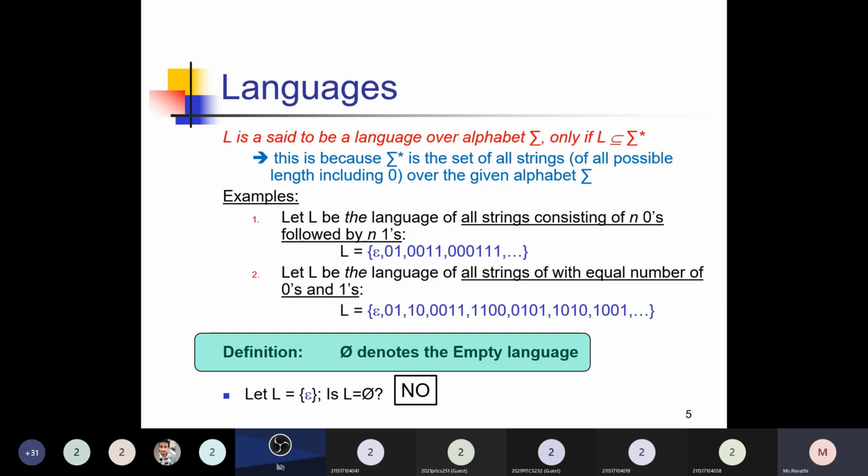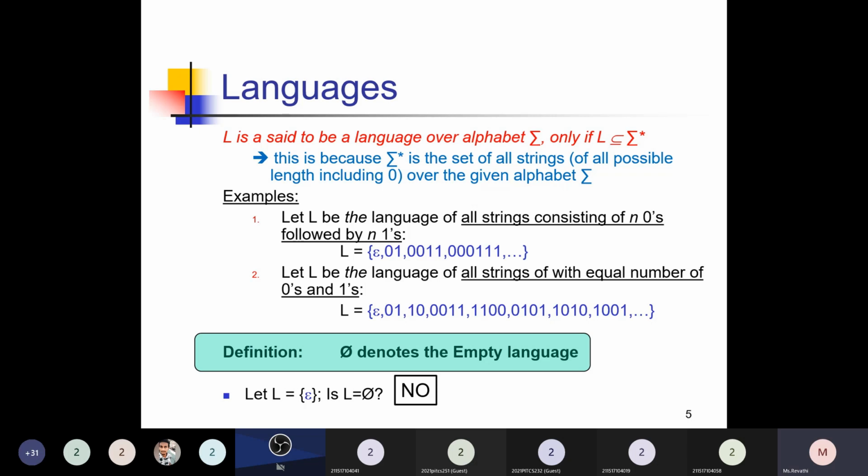So here, what is language? As I said, language is nothing but the collection of strings over the alphabet. For example, see here, this is the first example. Let L be the language of all strings consisting of n zeros followed by n ones. So this is the condition: all strings in this particular language consist of n number of zeros followed by n number of ones. For example, if I have two zeros in my language, it should be followed by two continuous ones. That is the language.